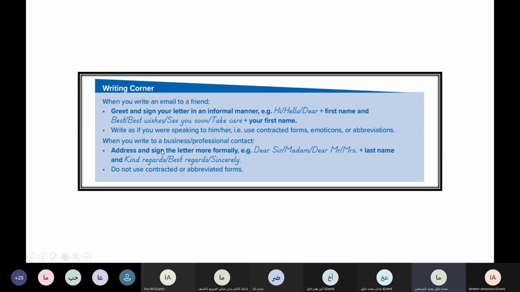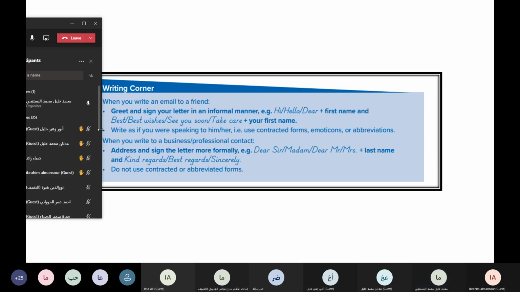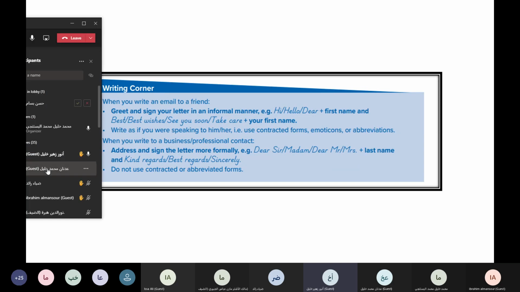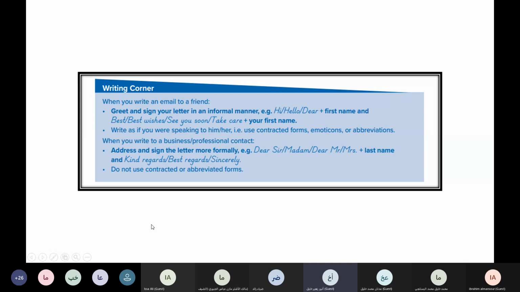Now, what about the second part? If you write to, let us say, a business contact, who can read? Can I read? Anwar. Okay. When you write to a business or professional contact, address and sign the letter more formally. Example: Dear Sir, Madam, Dear Mr., Mrs. plus last name, and kind regards, best regards, sincerely. Do not use contracted or abbreviated forms. Good.